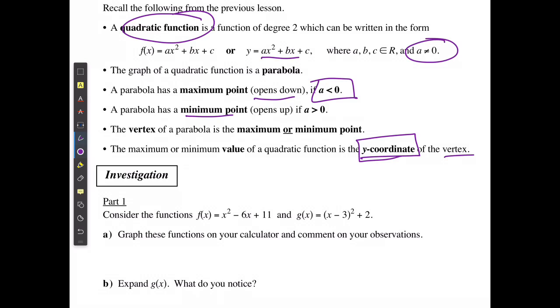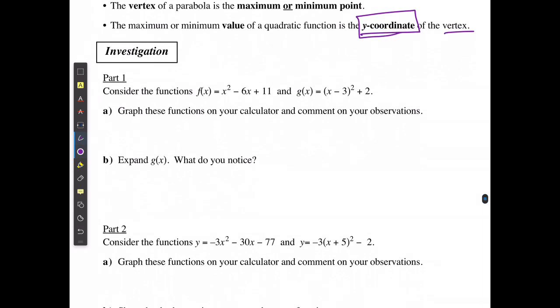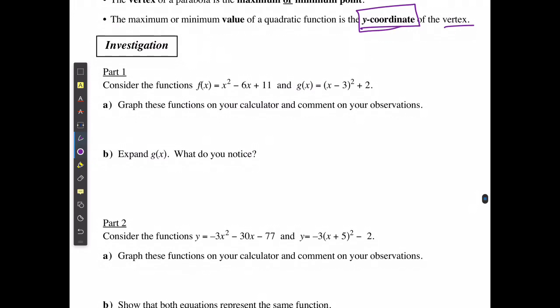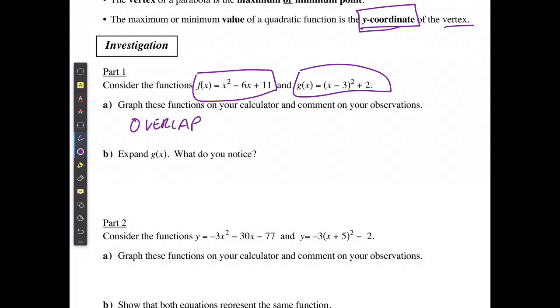So if we're taking a look at a function where the first is f of x is equal to x squared minus 6x plus 11, and the second case is g of x is equal to bracket x minus 3, close bracket, squared, plus 2. When I graph out both these functions on my calculator, the funny thing is I can only see one line because they overlap or appear to be the same.